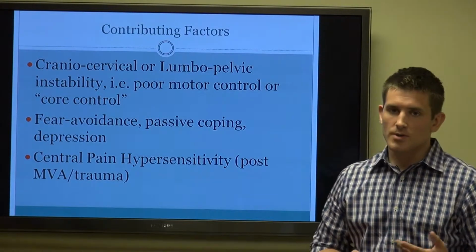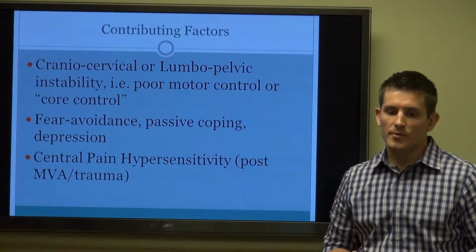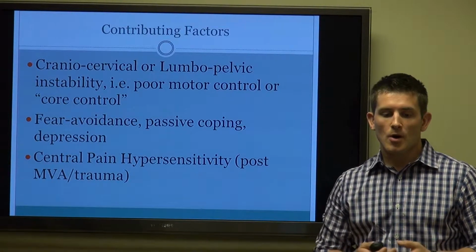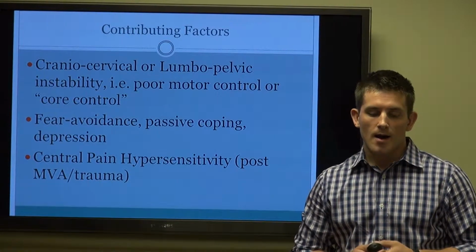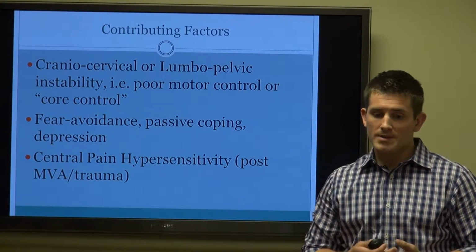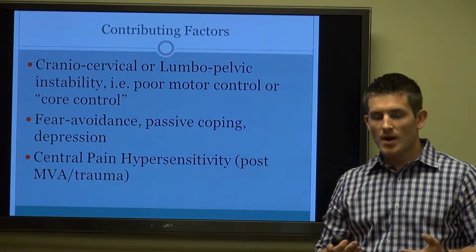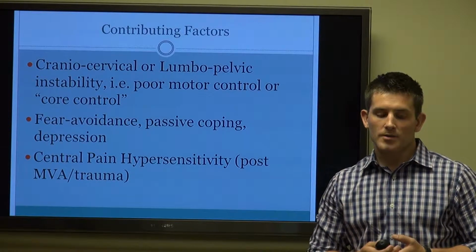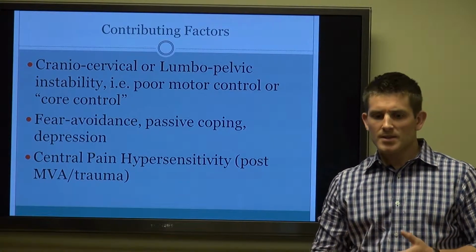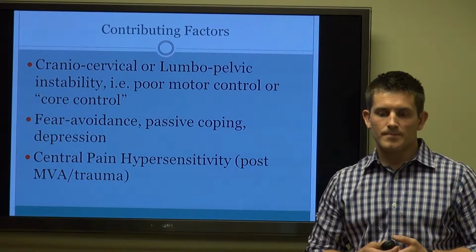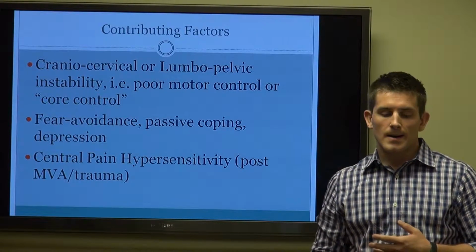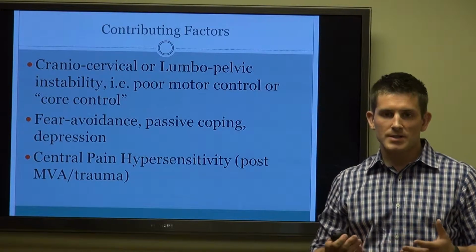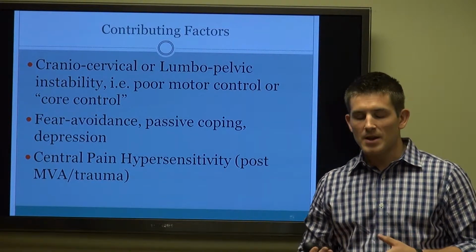So the contributing factors, we talked about the yellow flags earlier. We're looking for craniocervical or lumbopelvic instability, which is essentially just poor motor control or quote-unquote core control. We also look for things like fear avoidance, passive coping, depression, and usually we find this out based on some outcome assessments that we usually give the patient prior to seeing them. Of course, central pain hypersensitivity, again, a topic that some know a little about. And I think the research is kind of up in the air still. But generally we see this a lot with post-MVAs or major traumas.